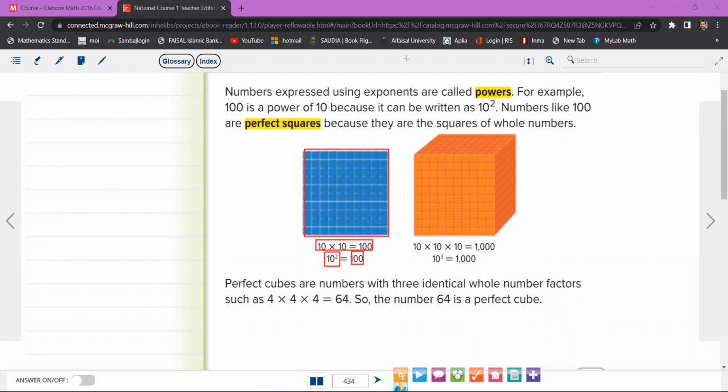Here it's a cube, so it's 10 multiplied by 10 multiplied by another 10, so it's 10 to the power of 3, which is 1000. Perfect cubes are numbers with 3 identical whole number factors, like when we multiply 4 times 4 times 4, it gives you 64, also written as 4 to the power of 3.